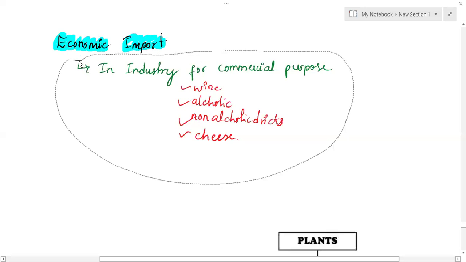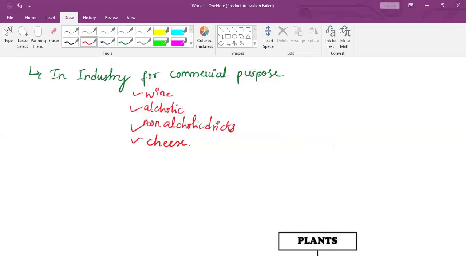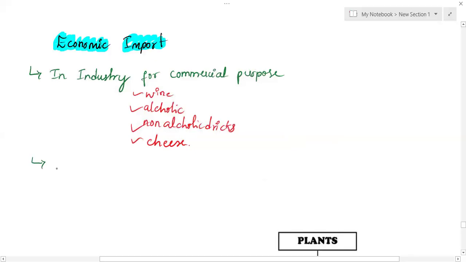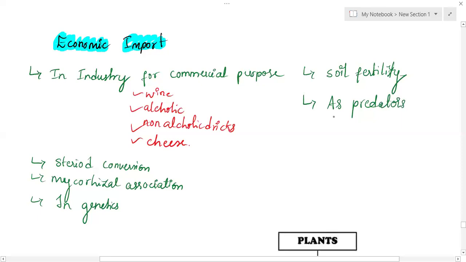Let me move this aside so that I can get some space. It is also used for steroid conversion. Mycorrhizal association. In genetics also we use this fungi. In soil fertility. As predators, we use this. As medicines also we use this.